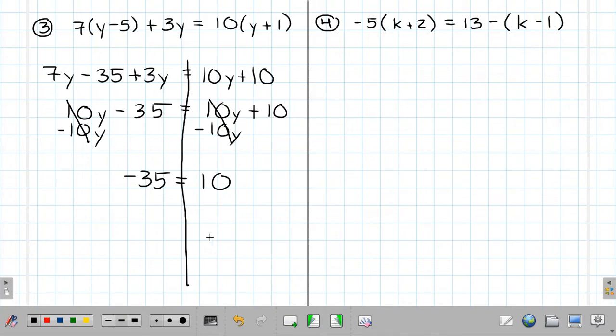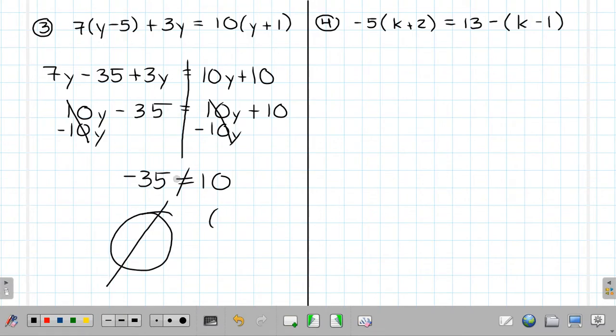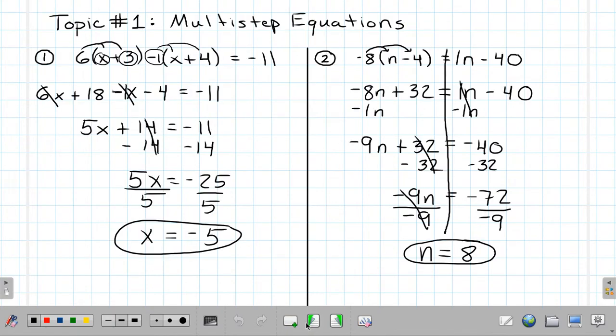And based on what we've done before, we know when we get nonsense like that, negative 35 is not equal to 10. Okay, so let me do this because I want to really show you. Negative 35 is not equal to 10. So what that means is this actually means there are no solutions. But I want to point out that the steps to solve this are the same as the steps we used to solve number 2. The same as the steps we used to solve number 1, except for number 1 we didn't have a variable on the left or on the right-hand side.